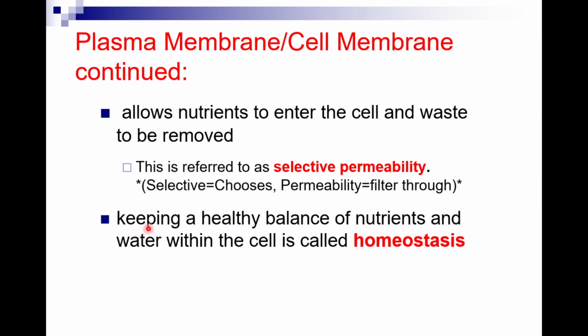The second point is keeping a healthy balance of nutrients and water within the cell, which is called homeostasis. Keeping the balance of water and nutrients inside the cell is the main function, called homeostasis, which is maintained by this plasma membrane.